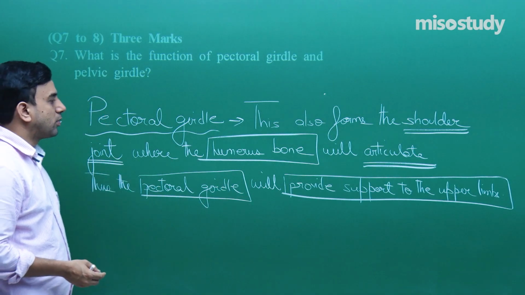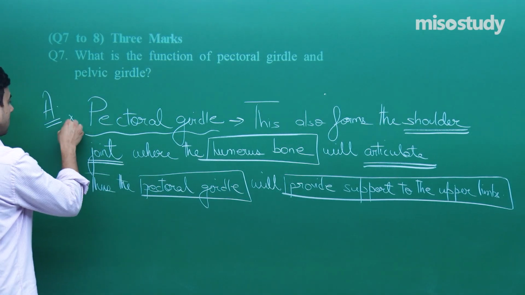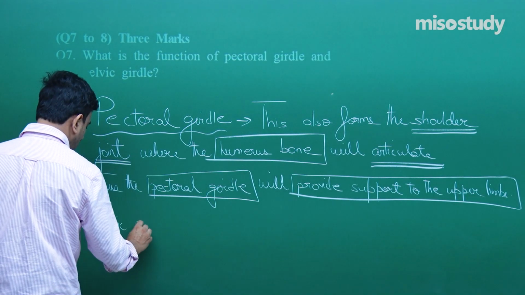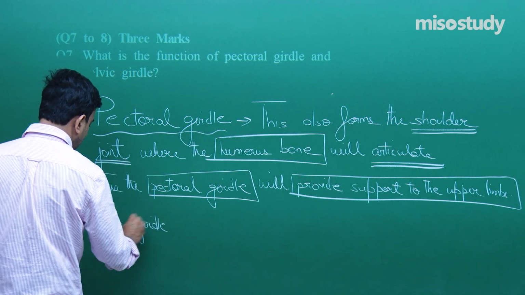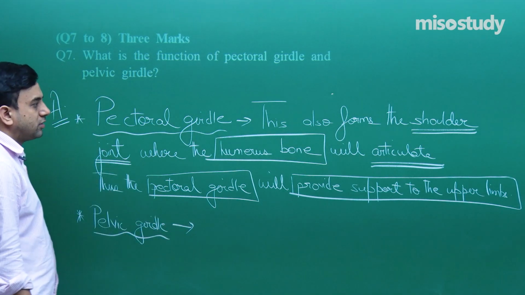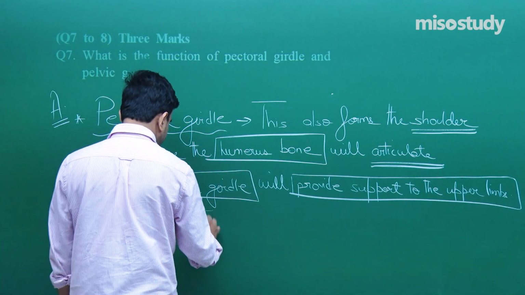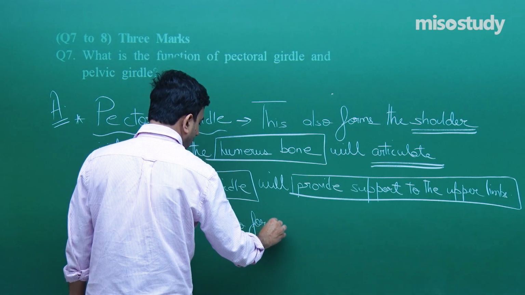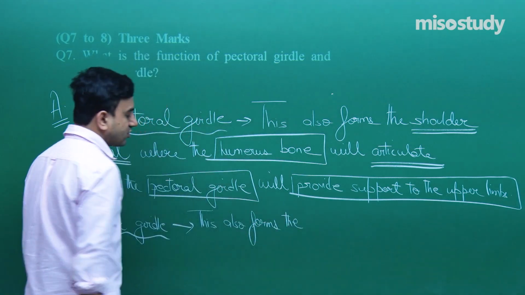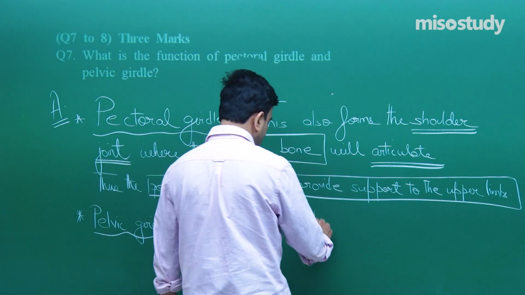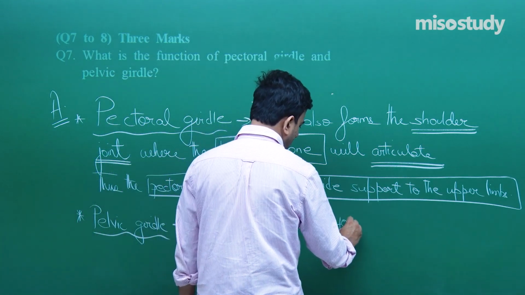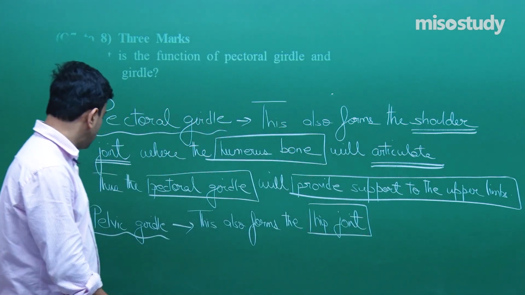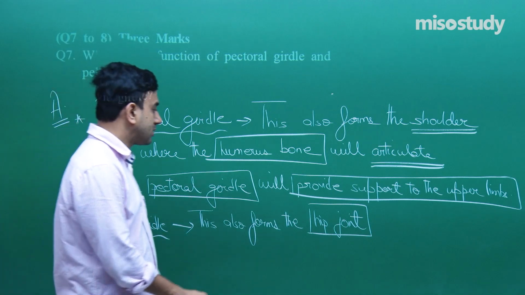Thus, the pectoral girdle will provide support to the upper limbs. Pelvic girdle. This also forms the hip joint.